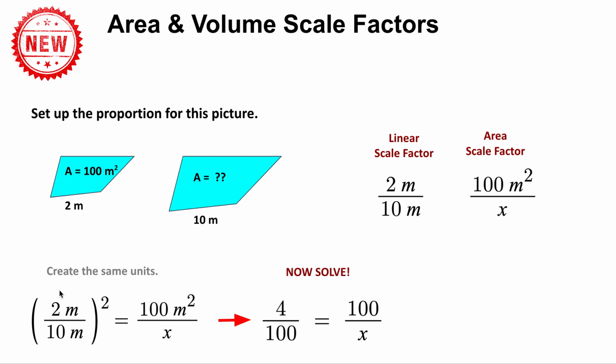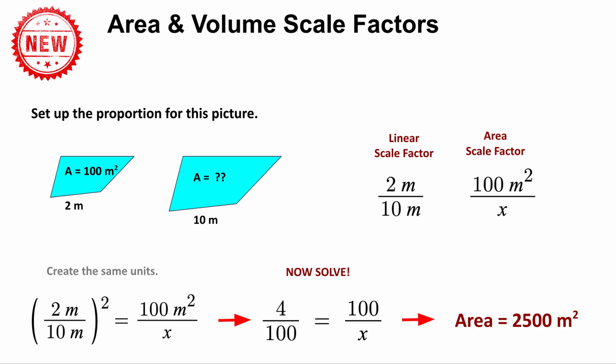If I square 2, I get 4. If I square the 10, I get 100. Comparing these shapes' values now, comparing the units, now that the units are measured in meters squared to meters squared, I can now cross multiply and solve this proportion. So take 100 times 100 divided by 4, and you'll get the answer of 2,500.